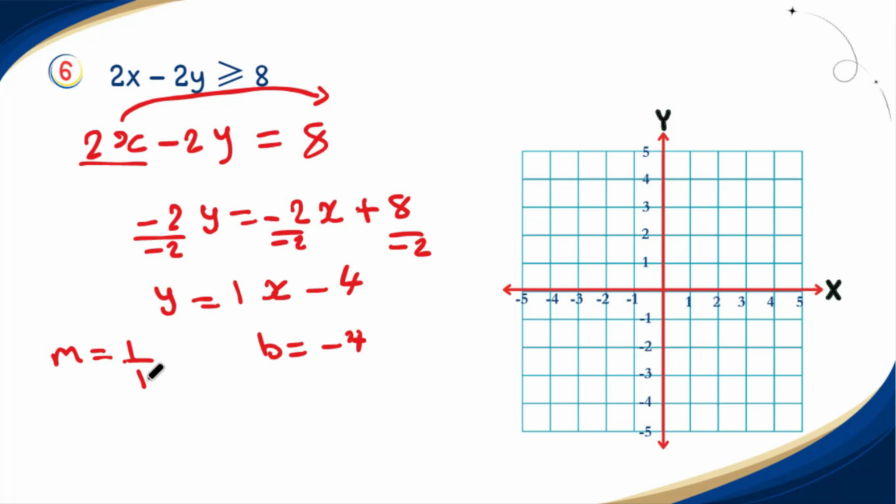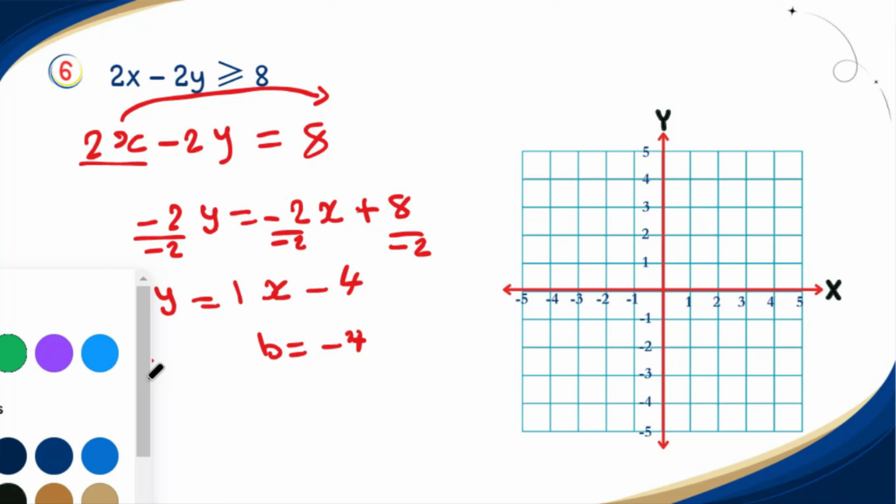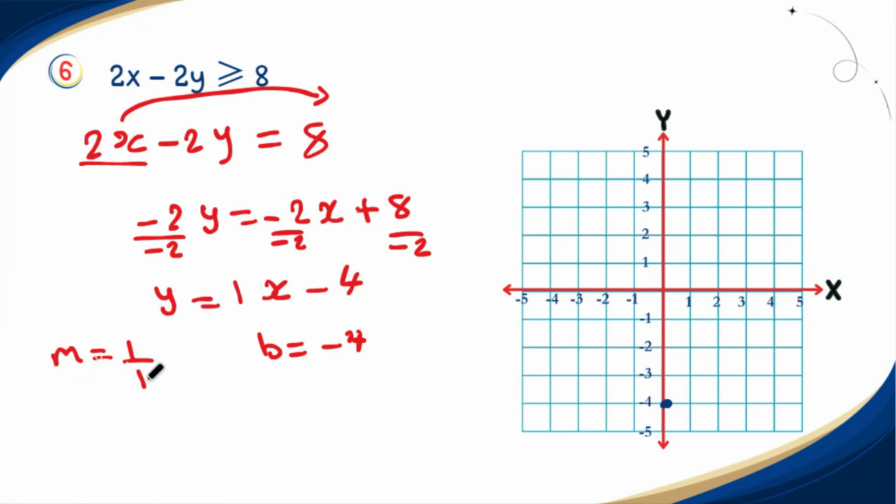Let's represent it. The y-intercept negative 4 here. Slope 1 means go up 1, and the run 1 will be here. Like we said, the number up is the rise, and here is the run. Now will the line be solid or dashed? We have an equal sign with the inequality here, so the line will be solid.